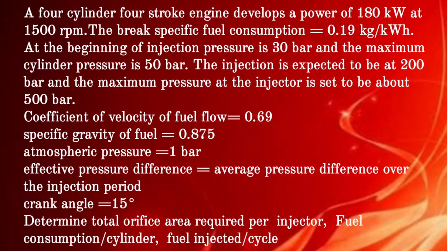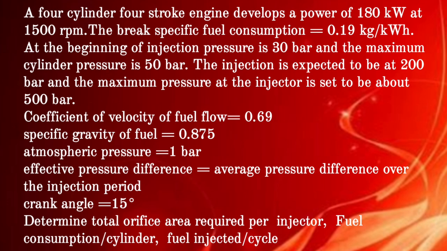Given question: a 4-cylinder 4-stroke engine develops a power of 180 kilowatt at 1500 rpm. The brake specific fuel consumption is 0.19 kilogram per kilowatt hour. At the beginning of injection, pressure is 30 bar and the maximum cylinder pressure is 50 bar. The injection is expected to be at 200 bar and the maximum pressure at the injector is said to be about 500 bar.